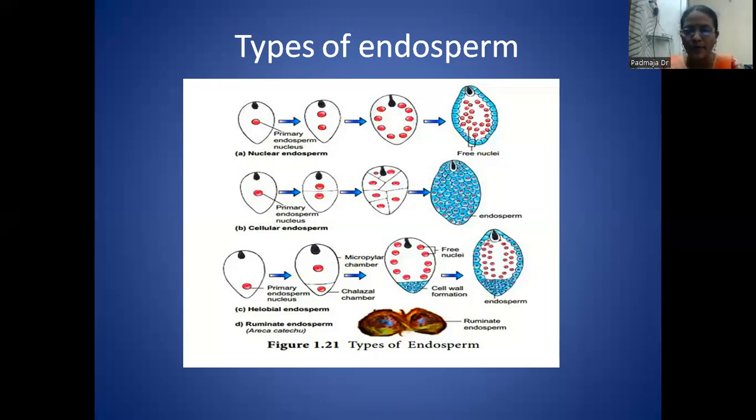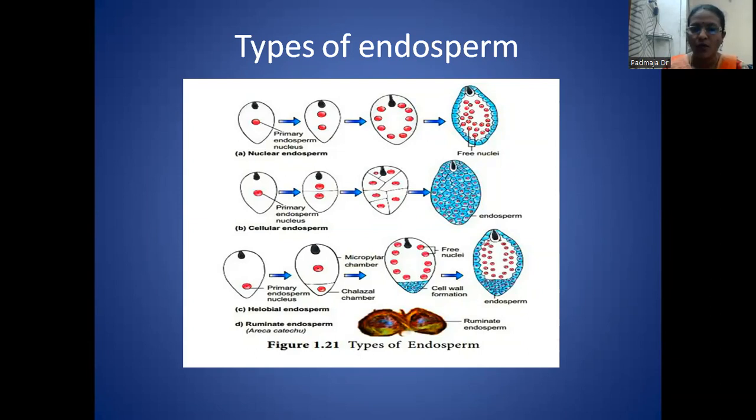And the important one is the ruminate endosperm. This is mainly seen in the Annonaceae family, and we can also see the example of Areca catechu. We clearly see this type of ruminate endosperm in this.